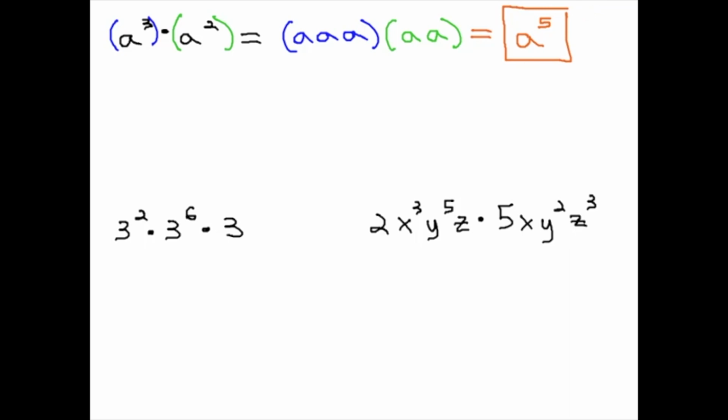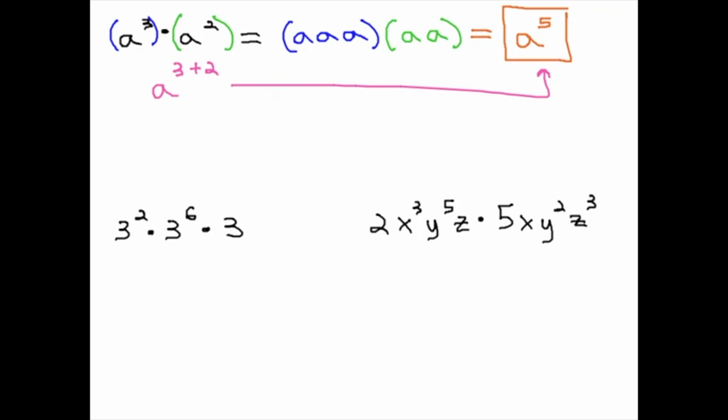We might notice an easier way to do this problem would be to take the exponents 3 and 2 and add them together to give us the a to the 5th. This is the product rule of exponents, by adding the exponents on the common base.